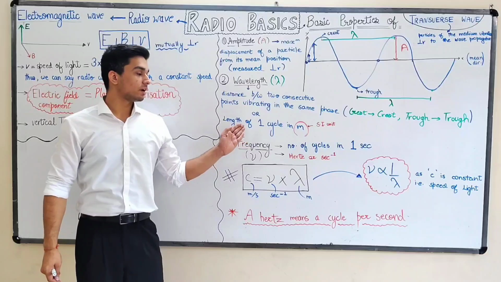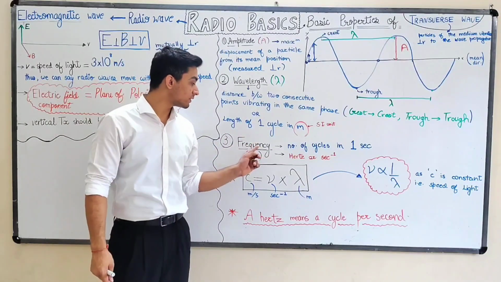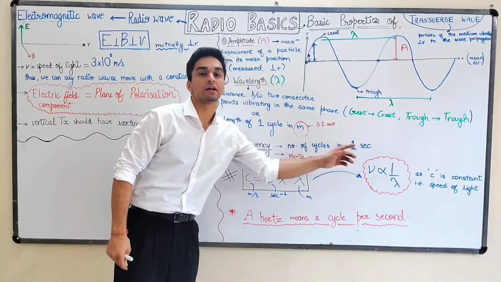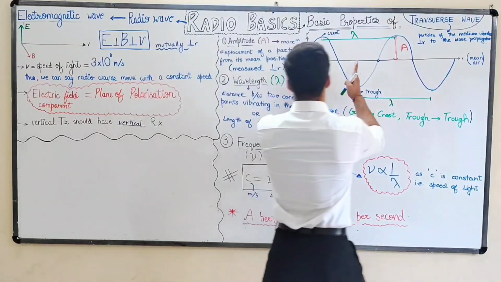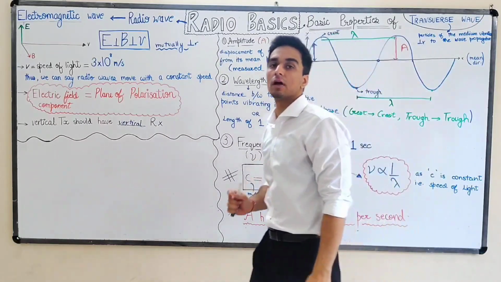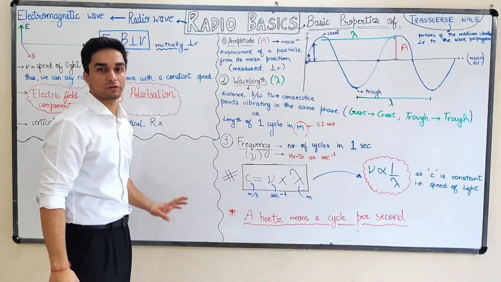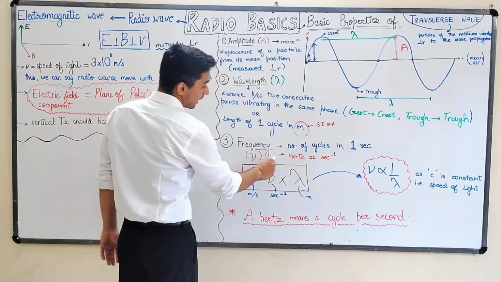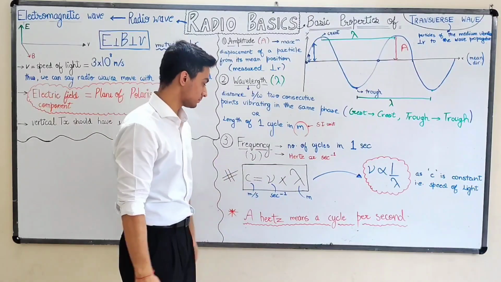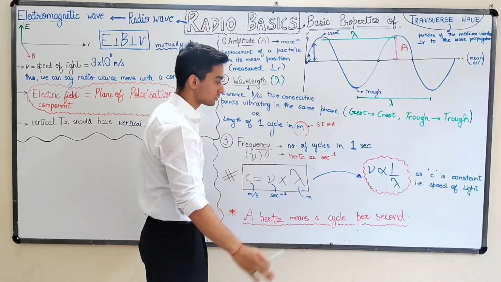In wavelength we said it is the length of one cycle in meters. Frequency definition is the number of cycles in 1 second. If we take a 1 second time frame, how many cycles are produced in a wave? That is frequency. Don't mix these two definitions. SI unit of frequency is hertz or per second, and SI unit of wavelength was meters.